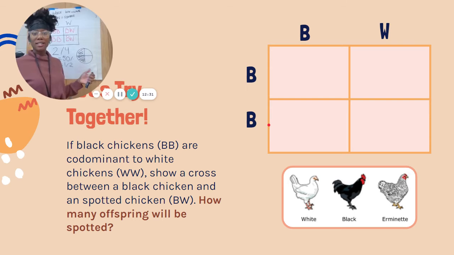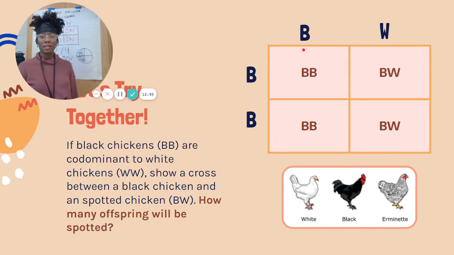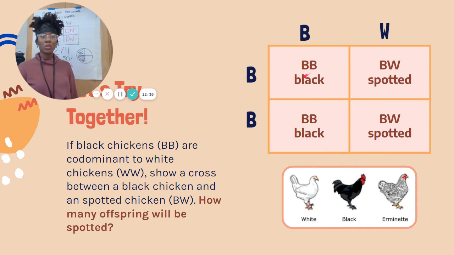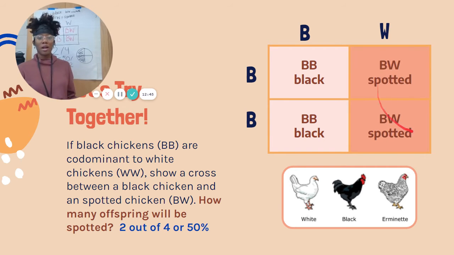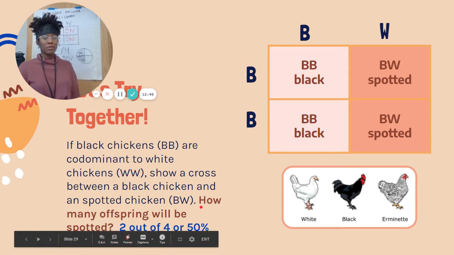So this is what it looks like. Again, you're going to put the parent genotypes. Then you're going to fill in the offspring. Then you're going to say what the offspring's phenotypes would be, what would they look like. Then you decide which ones are answering the question. So it's pretty straightforward.